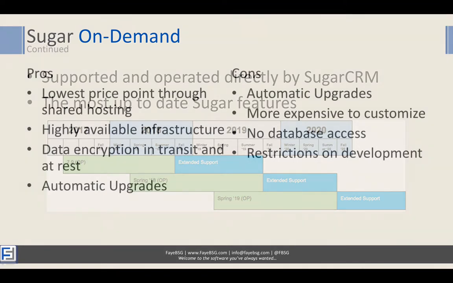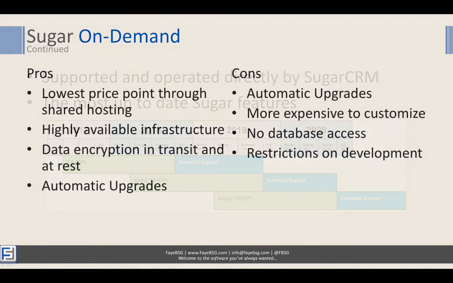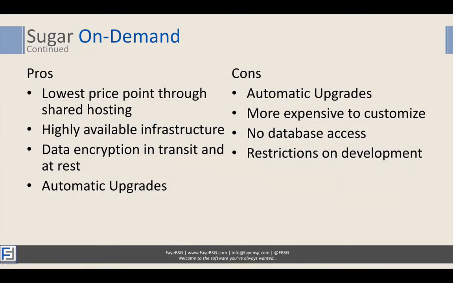It is highly available. Your data is encrypted in transit and at rest, and you get automatic updates. One of the biggest cons is that you are automatically getting upgrades whether or not that's the best thing for your business. So every time there's a new release, every quarter, Sugar will provide automatic updates so that you are always on the latest release.